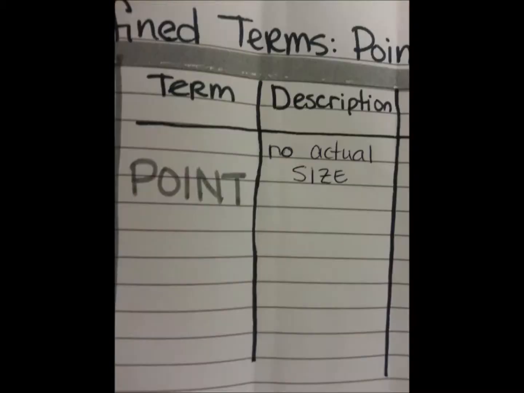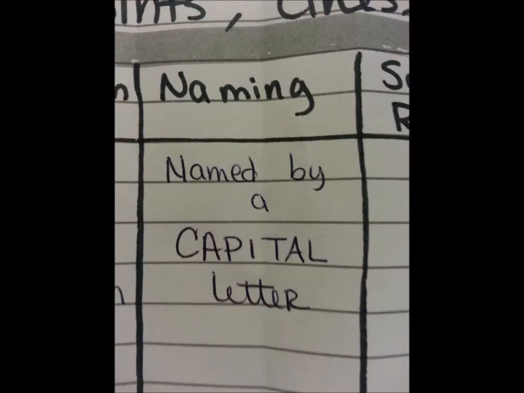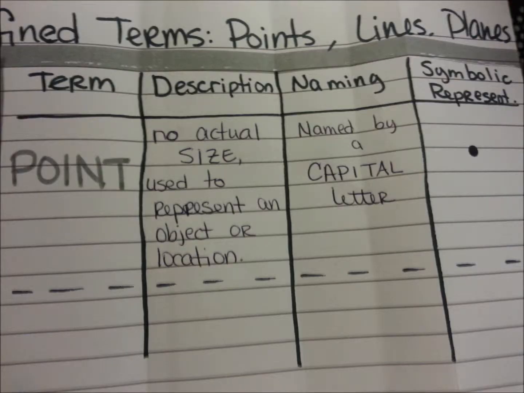The first term, point, has a description that really doesn't have a size, and we use it to represent an object or location. We name it using a capital letter, like the letter A, and we represent it with a dot. Now, the size of the dot really doesn't matter, so this dot's kind of big. We could use a really tiny dot, but again, the size doesn't matter. It's just a representation, because an actual point doesn't really have a size.